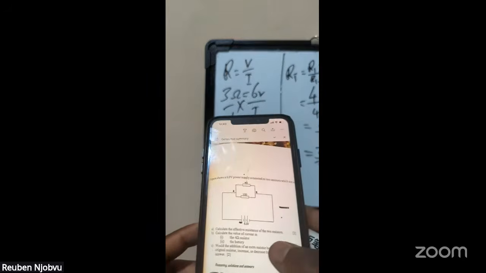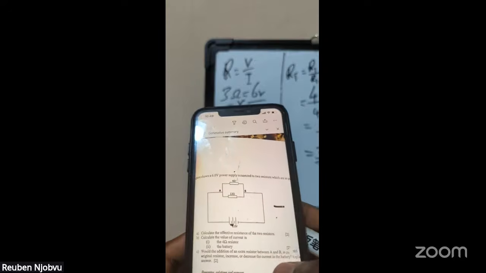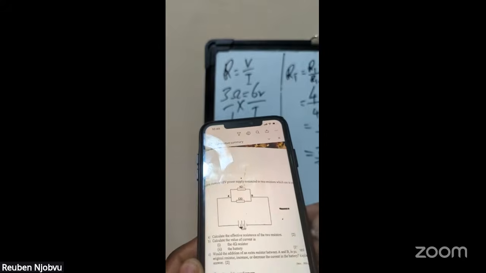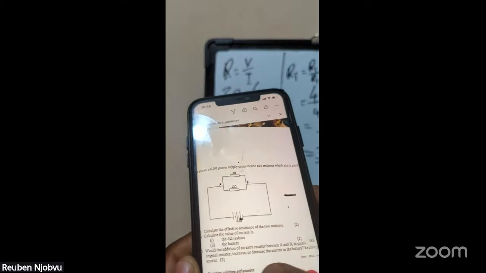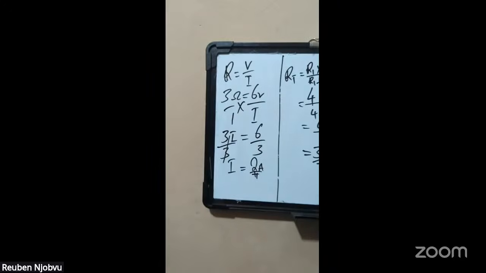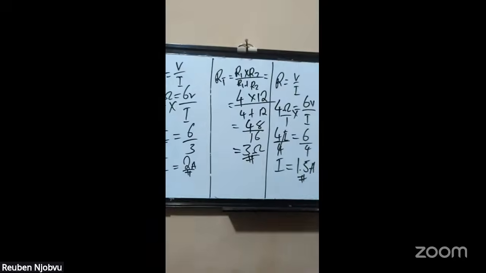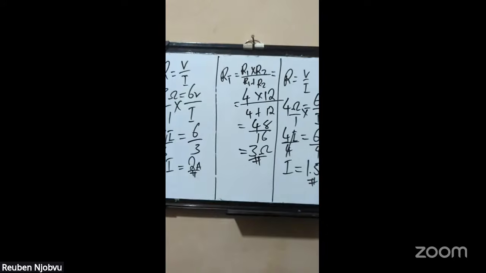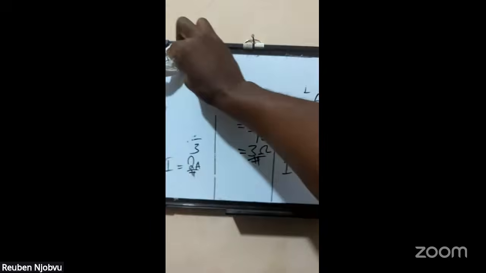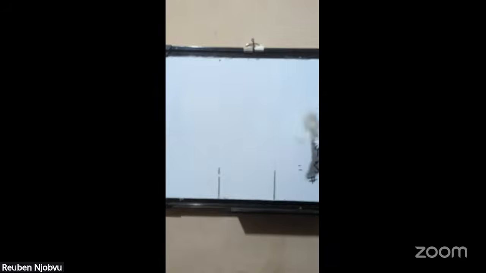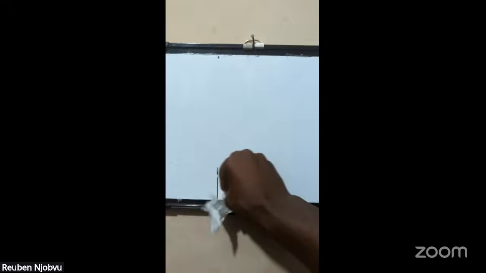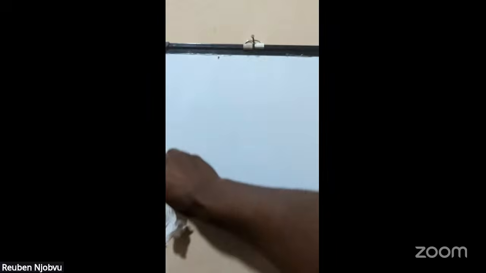And the last question, could the addition of an extra resistor between point A and B in parallel with the original resistor increase or decrease the current? So always when you increase the resistance, the current increases. Always put it in mind. So the answer is to say it would increase. This is because the more resistors you have, the more current is going to be obtained.